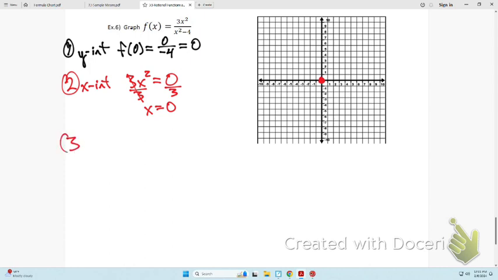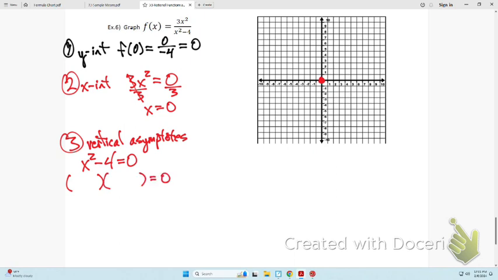Let's move on to vertical asymptotes. So this is where you set the denominator equal to 0. Sometimes you have to factor, like in this situation, but that's pretty easy. We've done this one a million times. X plus 2, x minus 2, which means you have a vertical asymptote at -2 and 2. So find those spots on the x-axis and draw a dashed line.